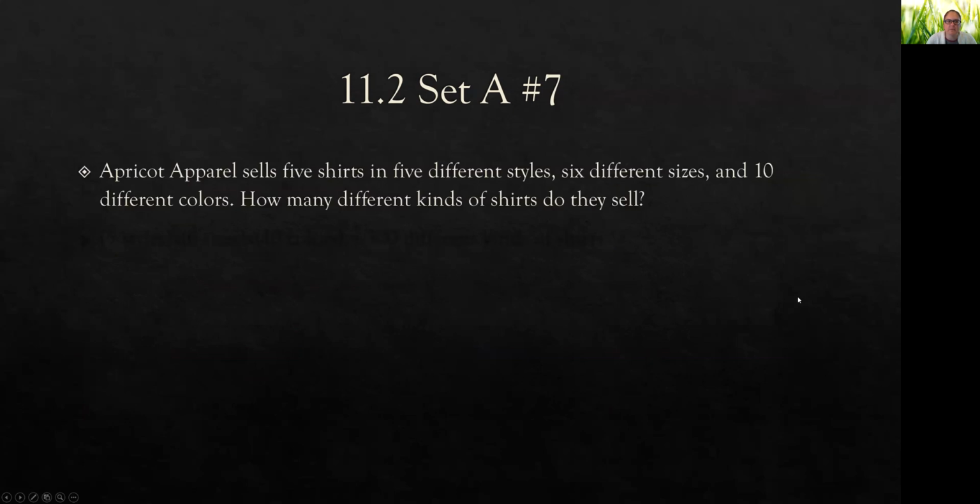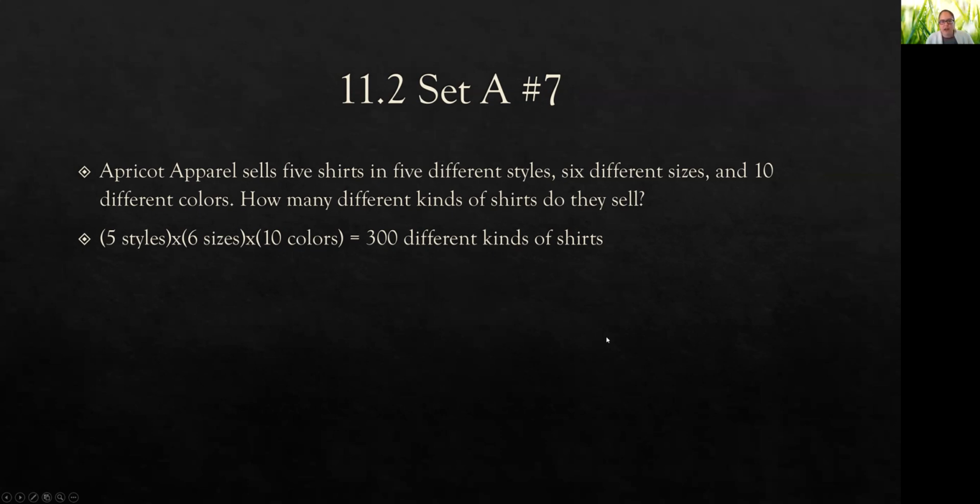Number 7 says Apricot Apparel sells 5 shirts that are in different styles. Okay, so that's one thing, is what the style is. 6 different sizes and 10 different colors. How many different kinds of shirts do they sell? So we're going to multiply the number of styles times the number of sizes times the number of colors. So 5 times 6 times 10 gives me 300 different kinds of shirts.